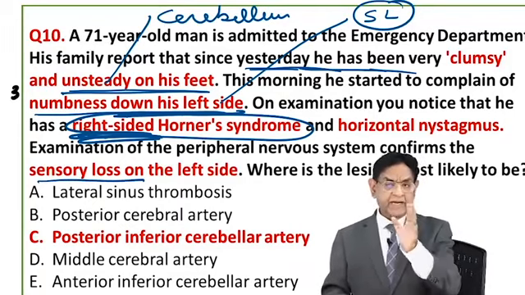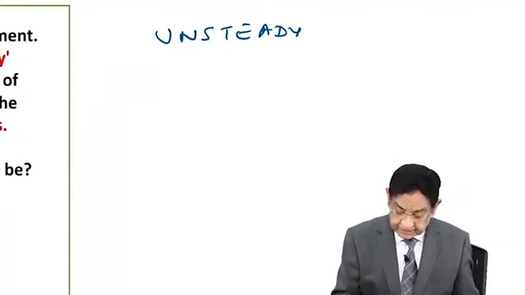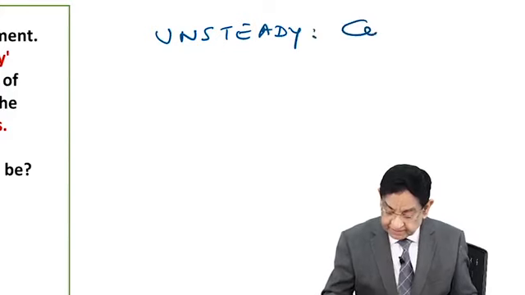So what are we getting? We are getting unsteadiness. He cannot stand. This indicates cerebellum involvement.